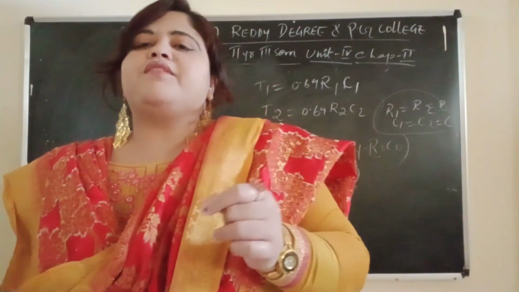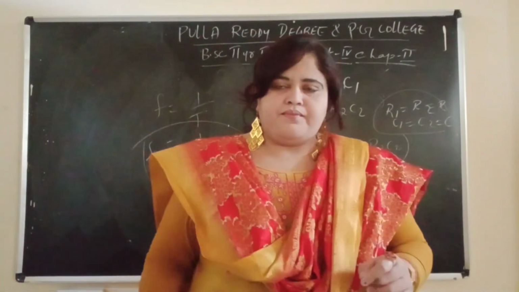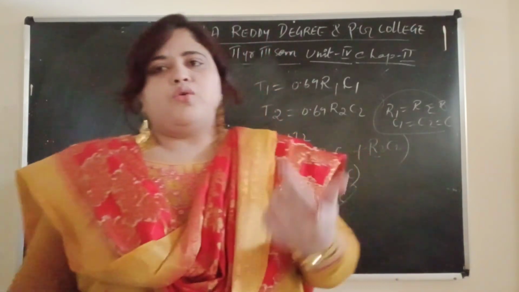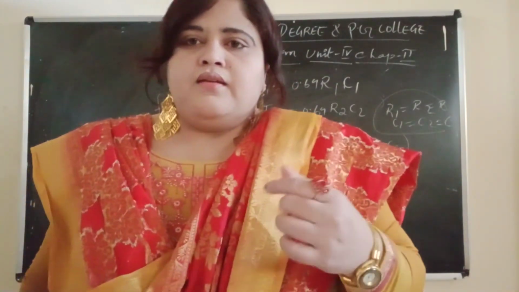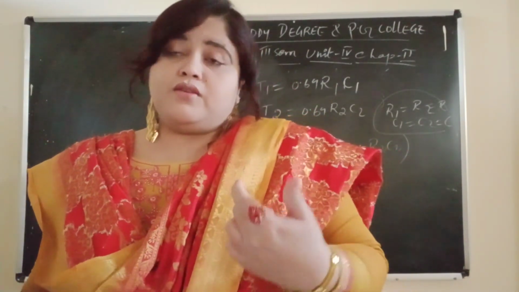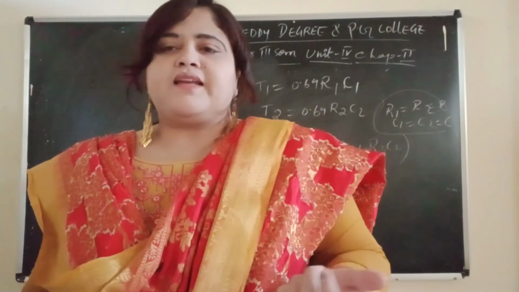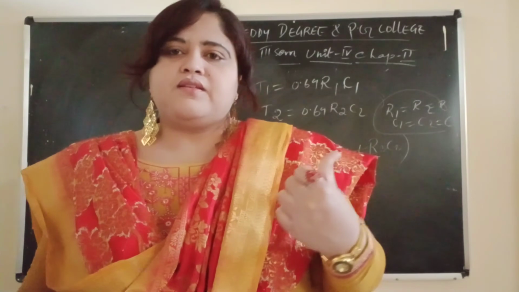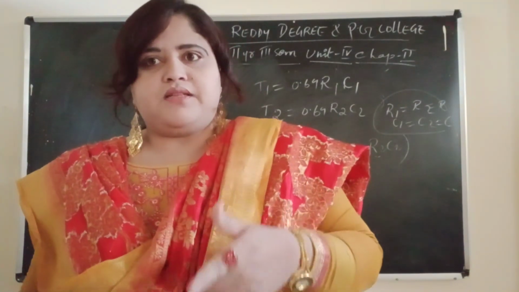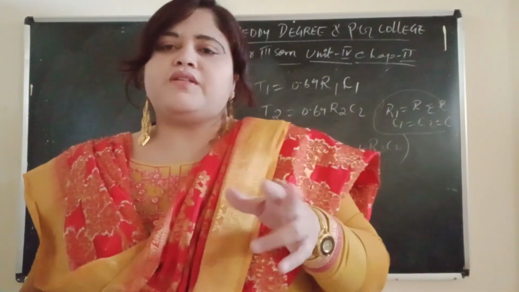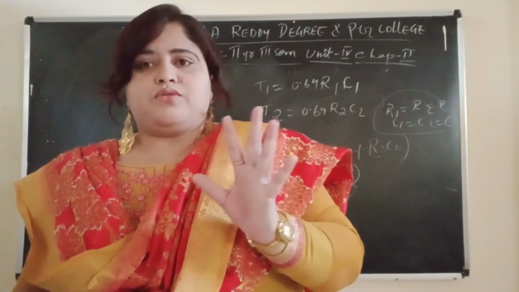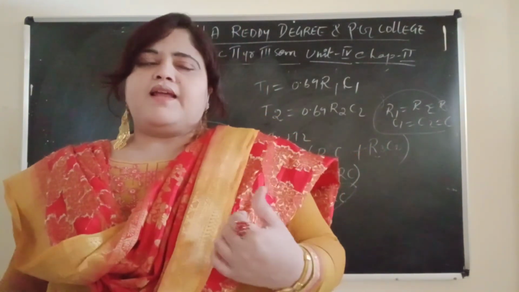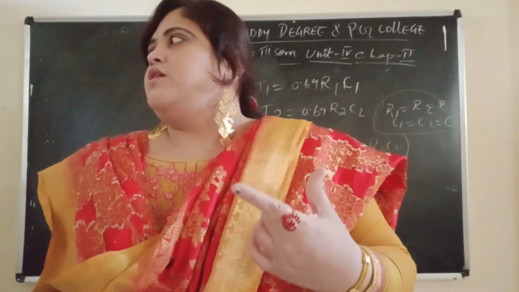Then finally we went for switching time. Switching time is the time taken by both the transistors to turn on and off. The time taken by Q1 is T1 and the time taken by Q2 is T2. T1 is 0.69 R1 C1, and T2 is 0.69 R2 C2. The total time period T equals T1 plus T2.